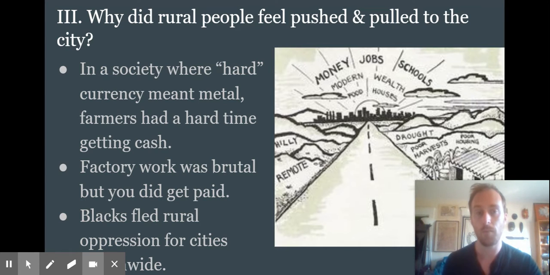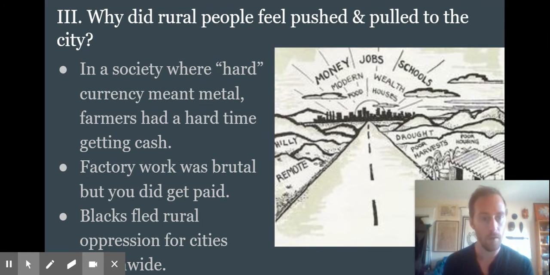Part of it back then is that money was literally metal. It was harder to get it in the countryside, so you just could not acquire as much cash, which is kind of a crazy thing to think about. Even if you had a good crop, you may not get paid because there may be physically no money.